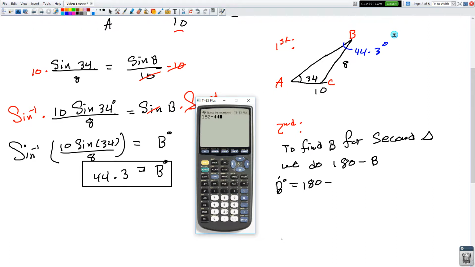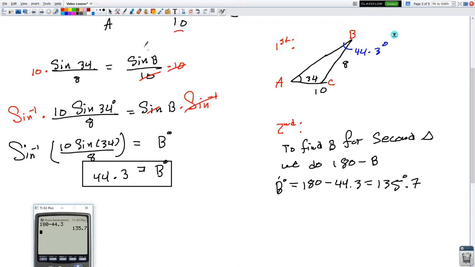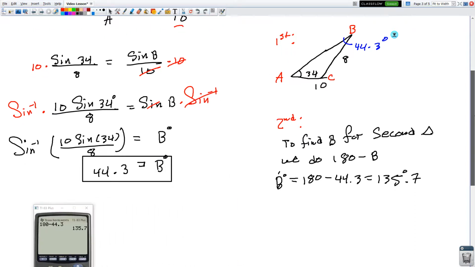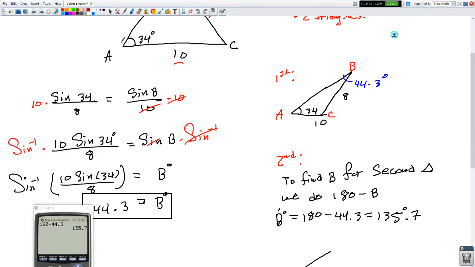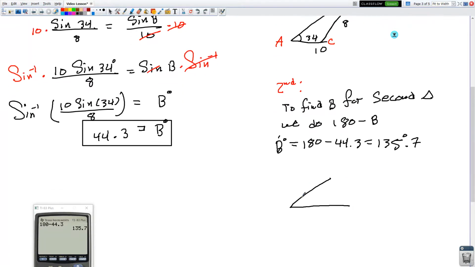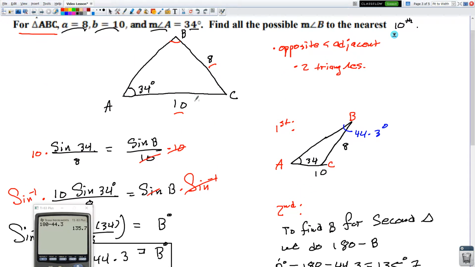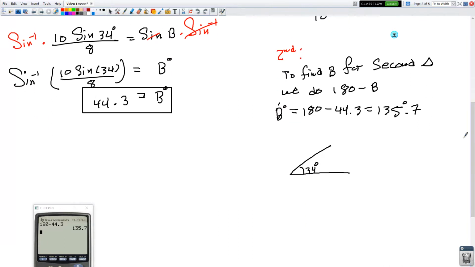So we're going to do 180 minus 44.3. So that's going to be equal to 135.7 degrees. So that means that we're still going to have some kind of a triangle right here, where again, originally angle A is still 34. Side little b is still 10.